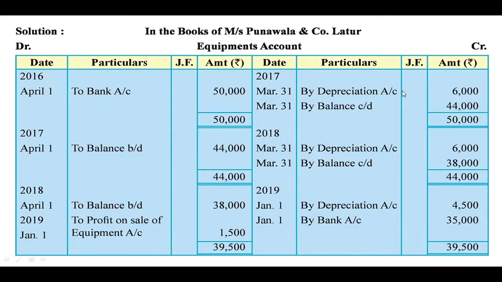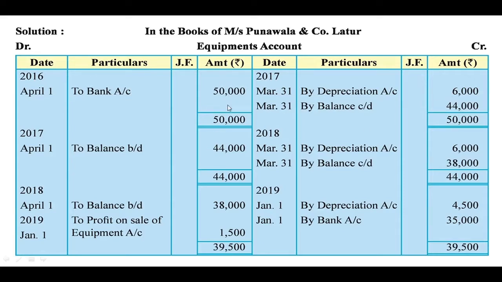And full year's depreciation as per the working note is rupees 6,000. You have to remember that always depreciation is recorded on the credit side of the asset account. And the date should be the last day of the year, that is 31st March 2017. After recording the depreciation, we have to find out the closing balance, that is the difference in the total of debit and the credit side.